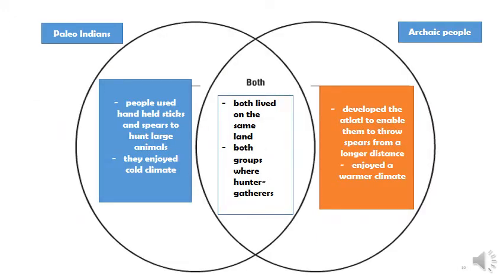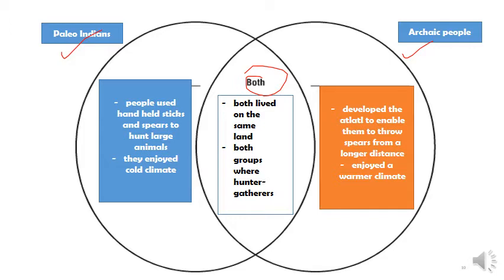This is the Venn diagram. The most important thing that I want you to follow is to write a heading above the Venn diagram: Paleo-Indians, archaic Indians, and both. Usually you have to write these headings in order to let the reader know what you are comparing. So we write the headings Paleo-Indians and archaic Indians, and in the middle, of course, we write the similarities.